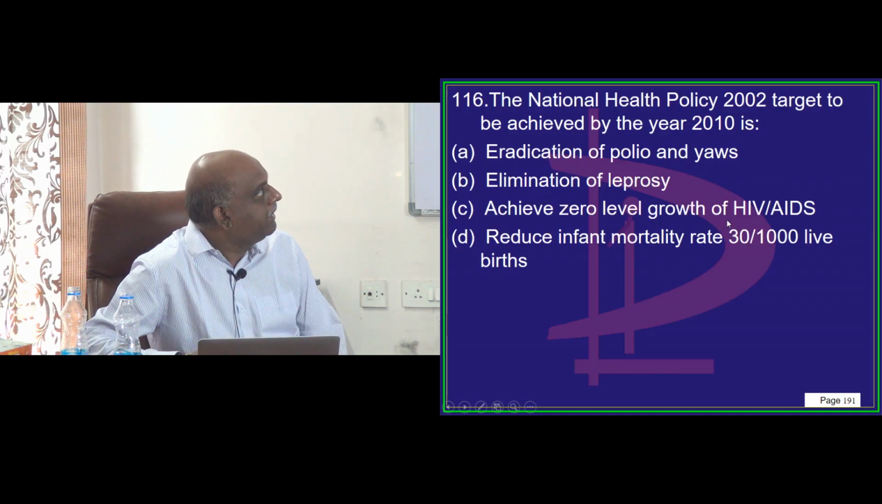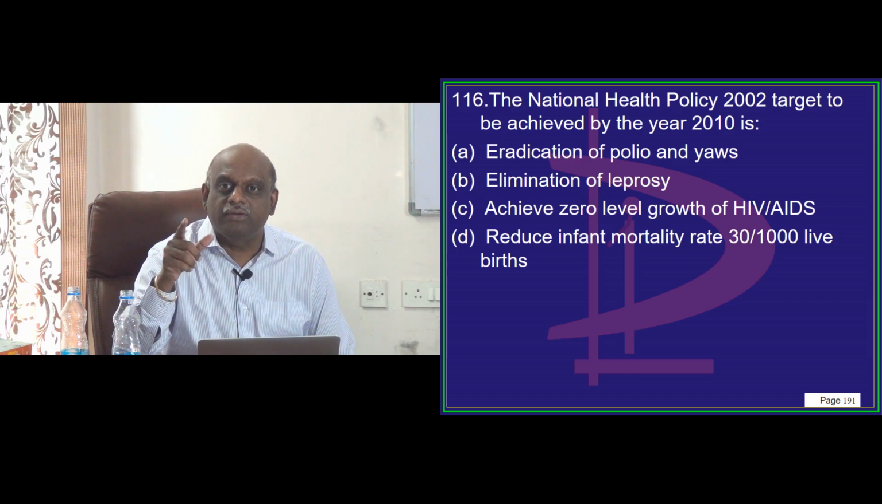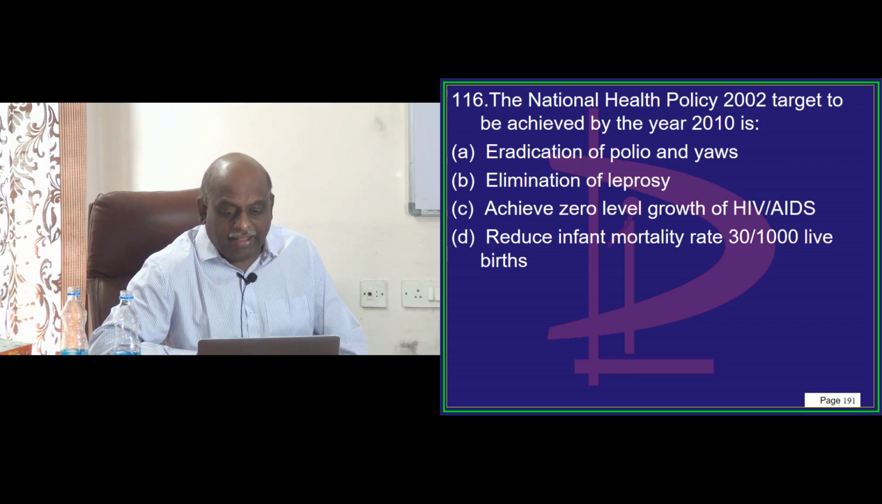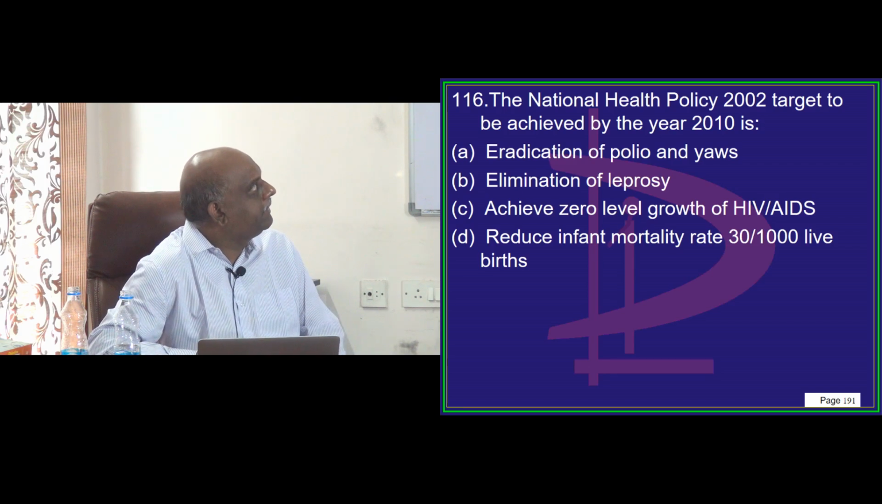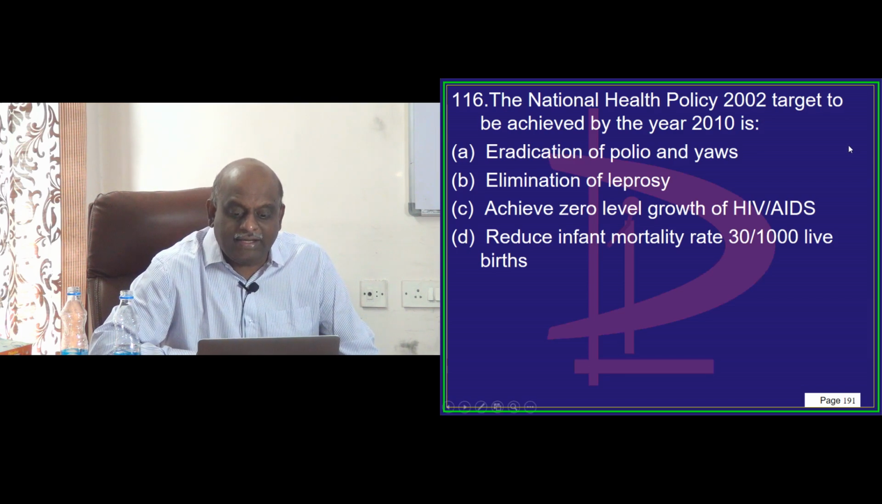Now, I'm hearing resound. National Health Policy 2002 में the target that was supposed to be achieved by 2010 क्या था?